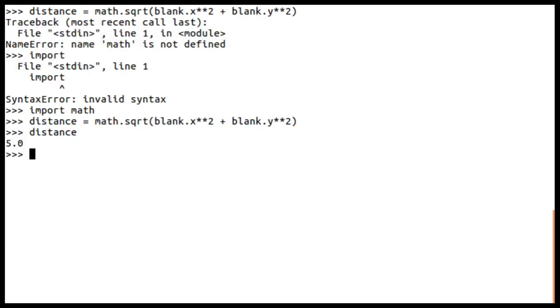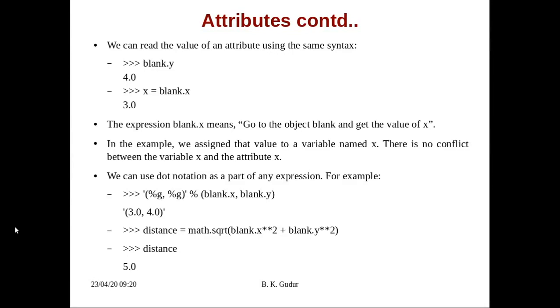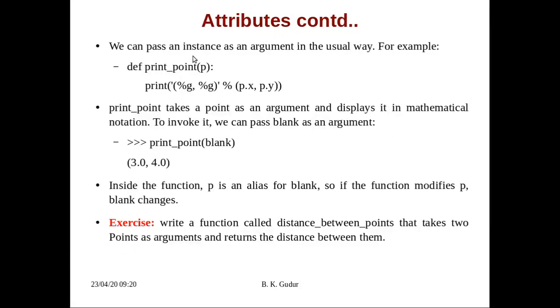Here we have accessed the attributes and methods using dot notation. We can pass an instance, nothing but an object, as an argument in the usual way. However we pass any variable, in the same way we can pass an object or an instance of a class. For example, here there is one function which defines print point.